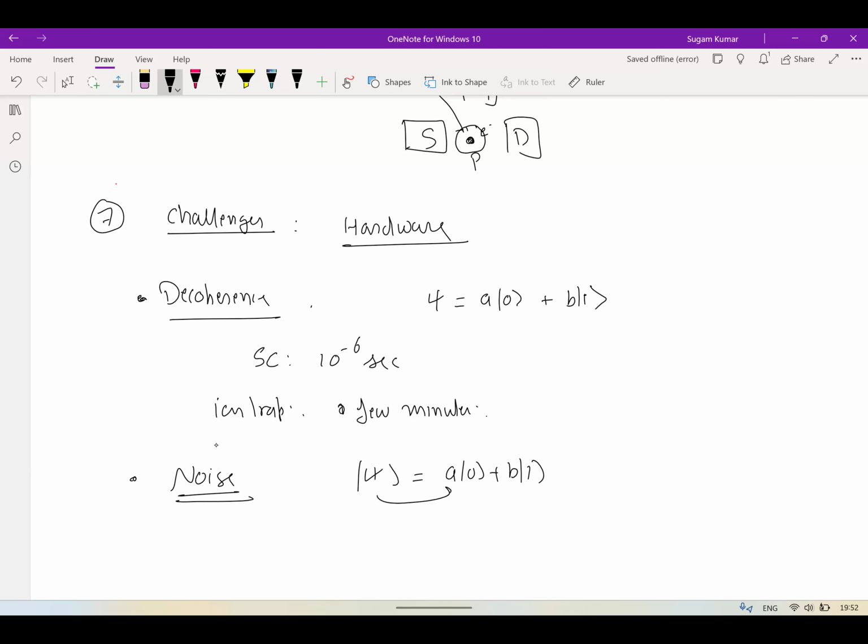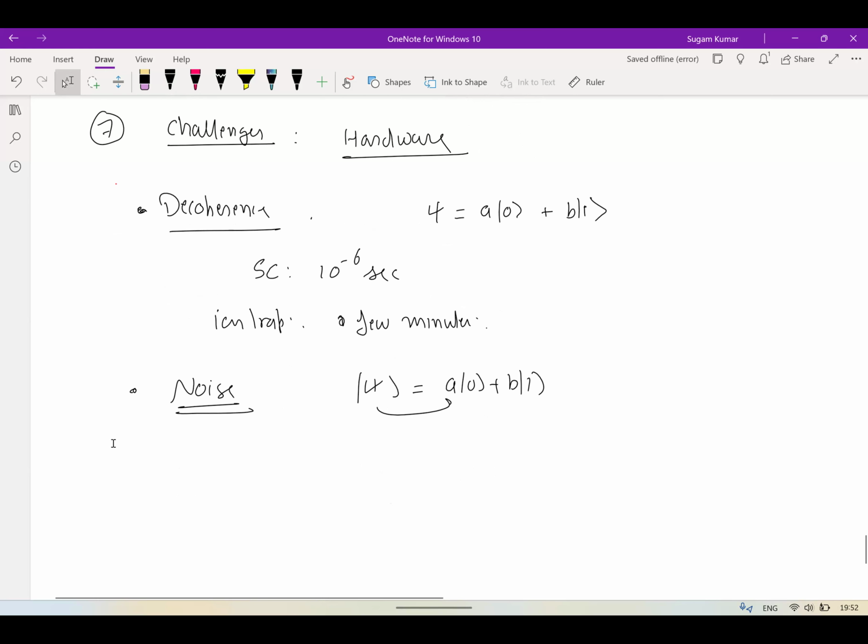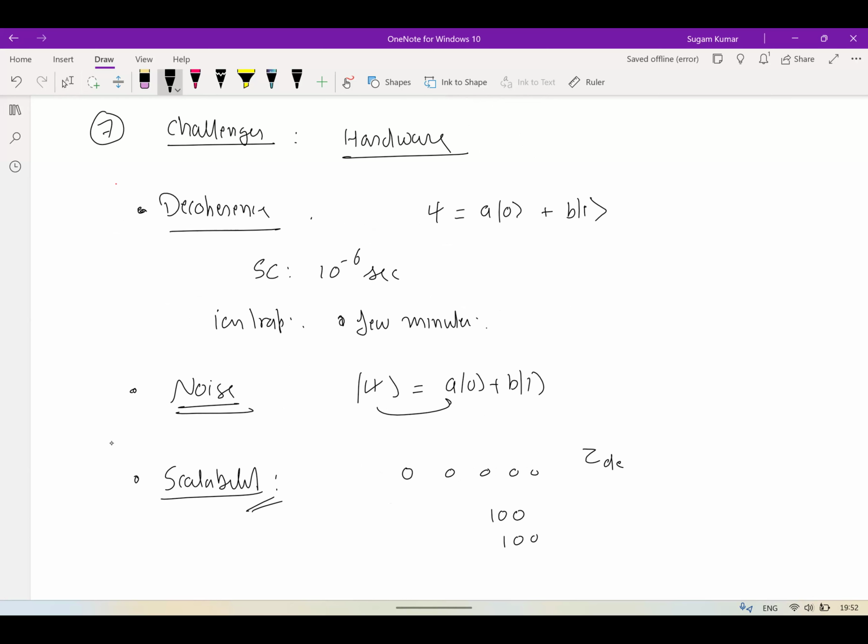So this is the issue we will talk about and how to tackle these noise. Then the other issue is scalability. This is the biggest issue at the moment. I mean, people are able to make maybe 10 qubits with some decoherence time. But when they are trying to make it 100 or 1000, the decoherence time no longer remains the same. It increases.